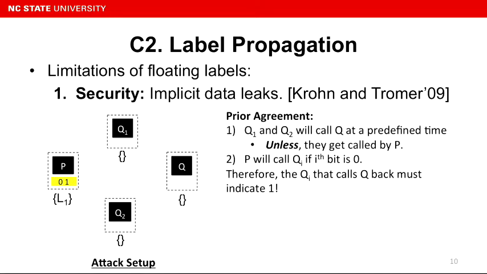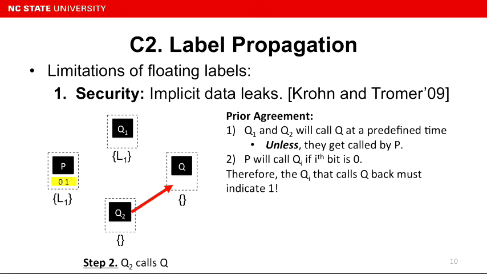The other rule is that P will call the ith worker of Q, Qi, if it wants to indicate a 0 at the ith bit. So in this case, since P wants to indicate a 0 at the first bit, it calls the worker Q1. Now at the predetermined time interval, Q1 and Q2 must both call Q back, but Q2 is the only component that calls Q since Q1 has already been called by P.